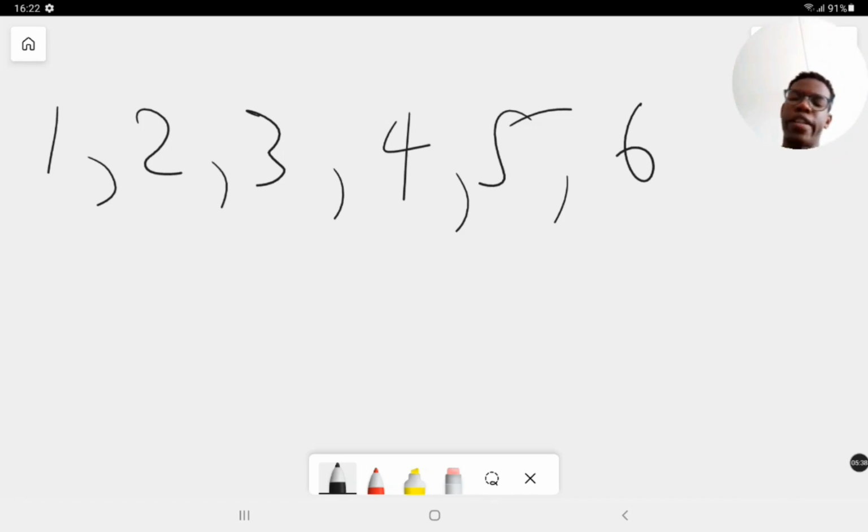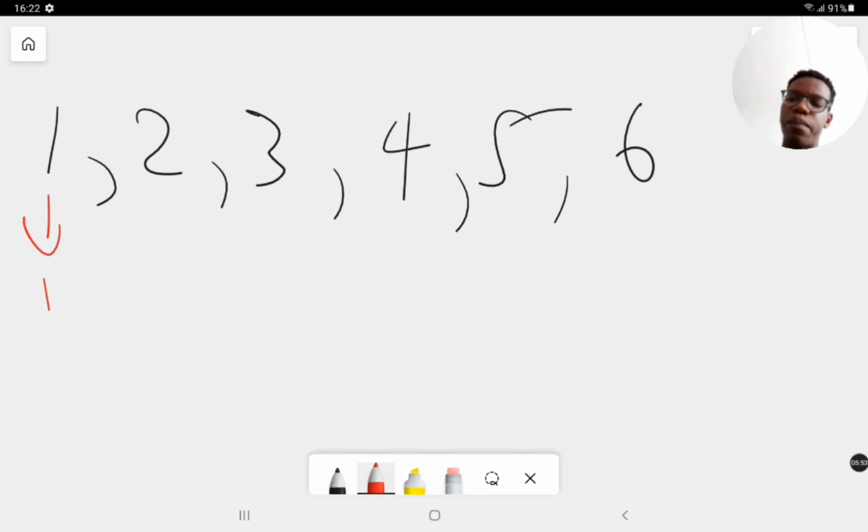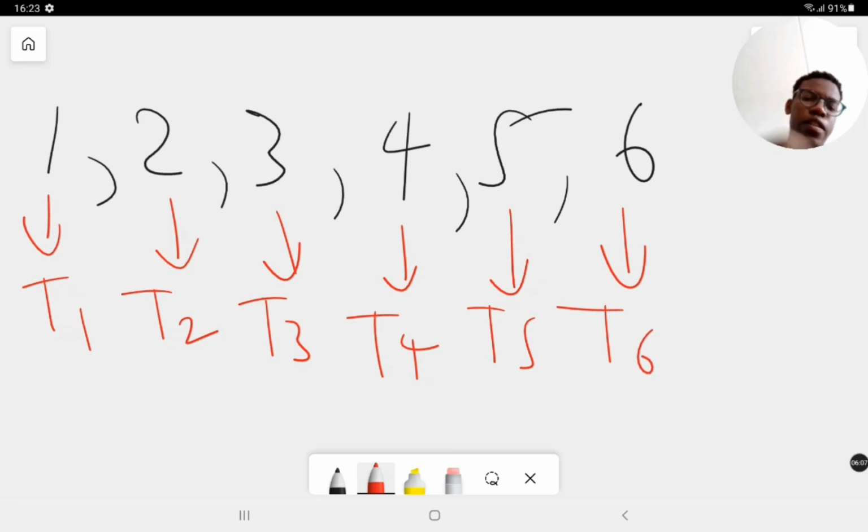So a sequence of this nature also has a common difference, or a common D, a D that doesn't change, a D that stays the same. Because why? Notice that this first term here is T1, and this is T2, this is T3, this is T4, and so on and so forth. This is T5, and this is T6.